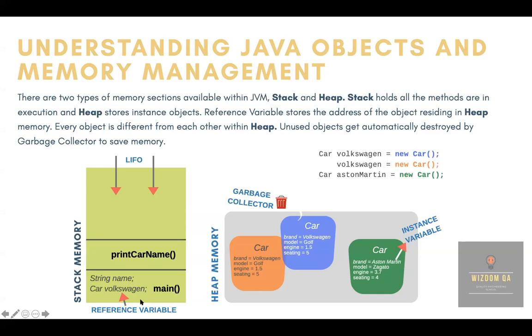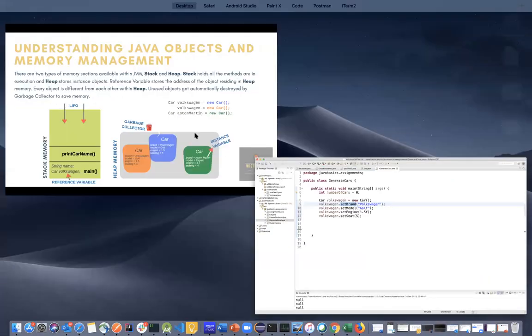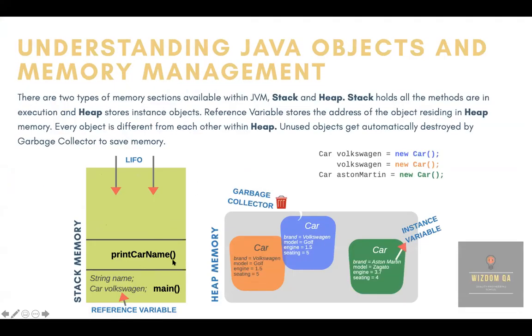So this is the stack memory. The first method call was for main, so that goes to the bottom. The second method call in our case right now is setBrand, that just stacks up above the main method, and it is doing some job there. What is happening in this section is LIFO. LIFO means last in, first out.